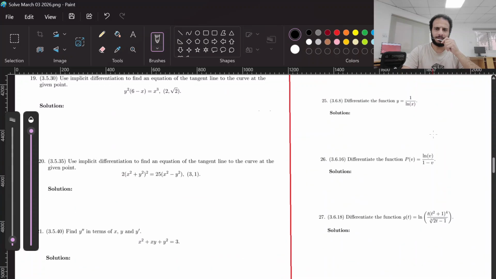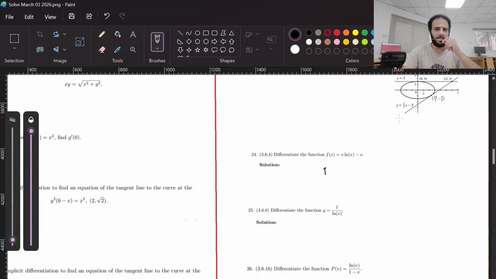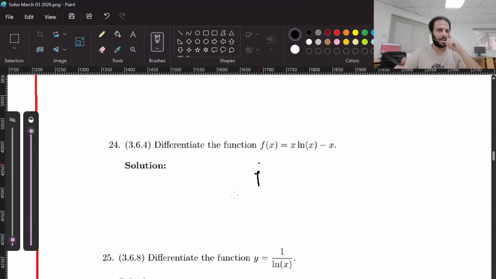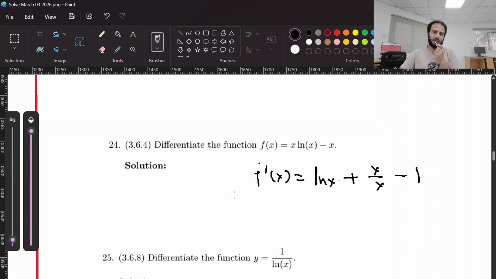Now, let's solve this problem. Let's differentiate the function f of x equals x ln x minus x. What do you think, Bishop? Then x, so ln x plus x times 1 over x, plus x over x minus 1. Yes, thank you. So you differentiate x first, you fix ln x, so it's ln x, then plus x times the derivative of ln x, which is 1 over x, minus 1. Good, thank you.